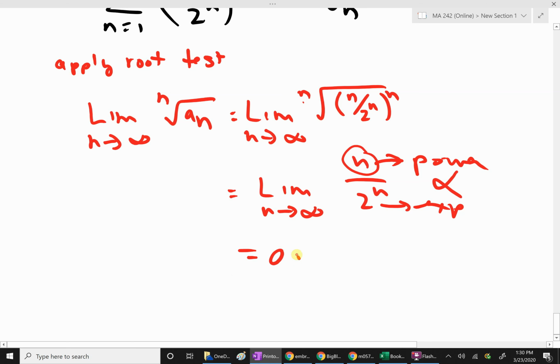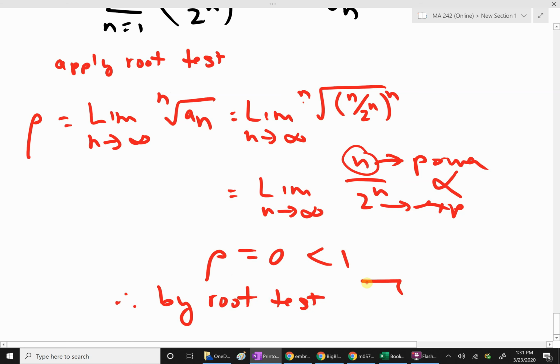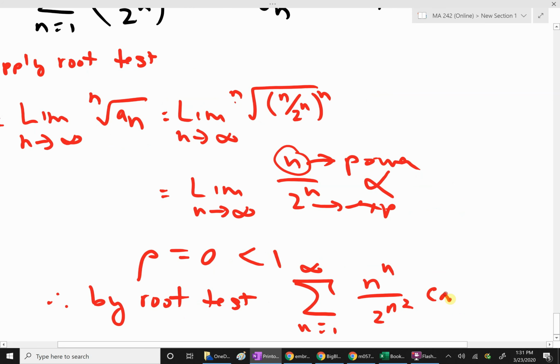goes to 0. Okay, so rho, which was the value of the limit, is equal to 0, which is less than 1. Therefore, by the root test, we know that our original infinite series converges. Pretty cool.